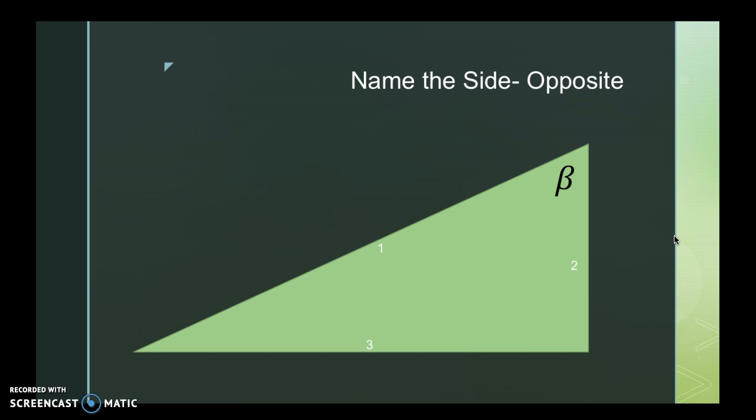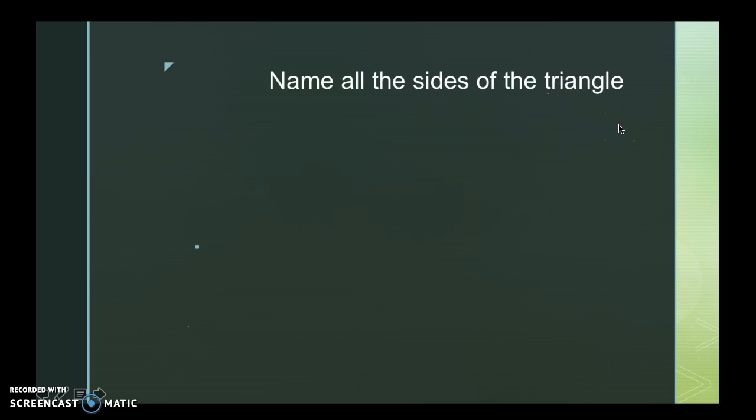What is the opposite side from beta? This is called beta. What is the opposite side? Remember, you can shoot an arrow. 3 is the opposite side.